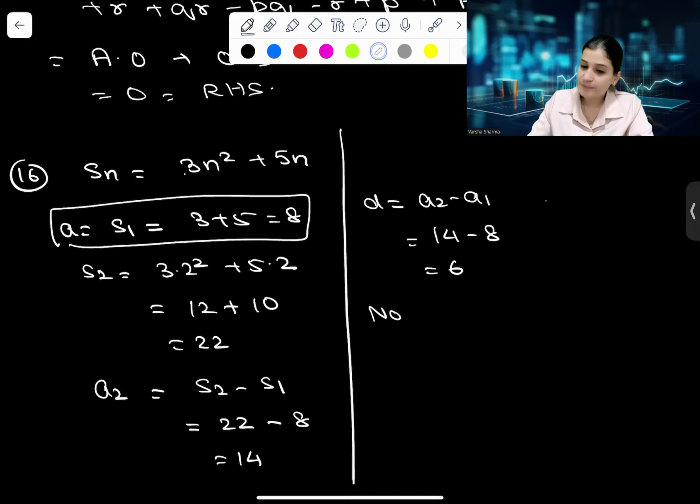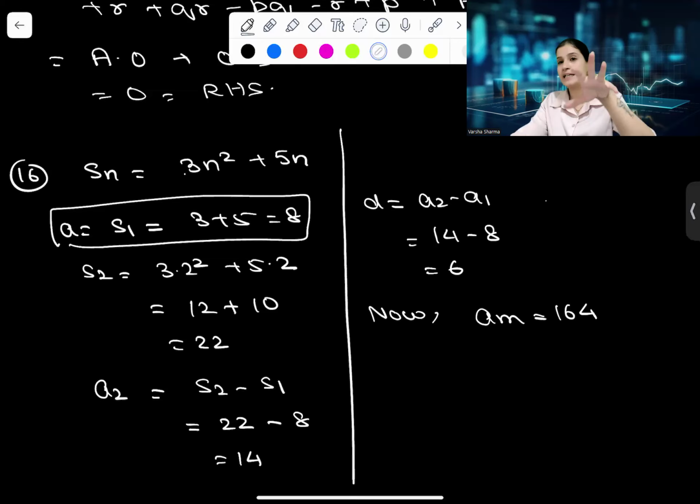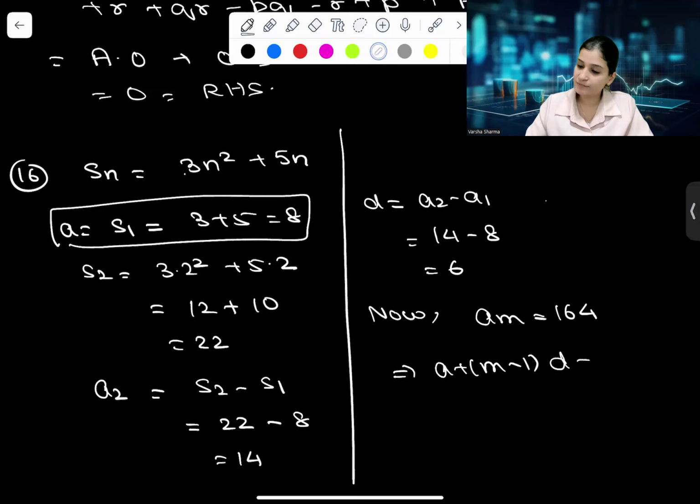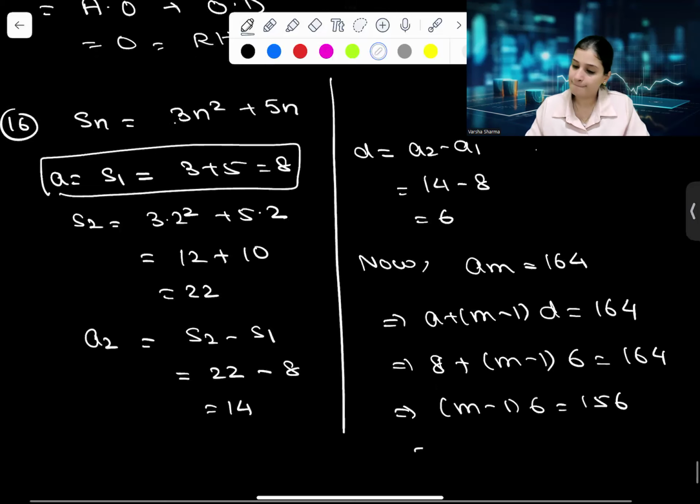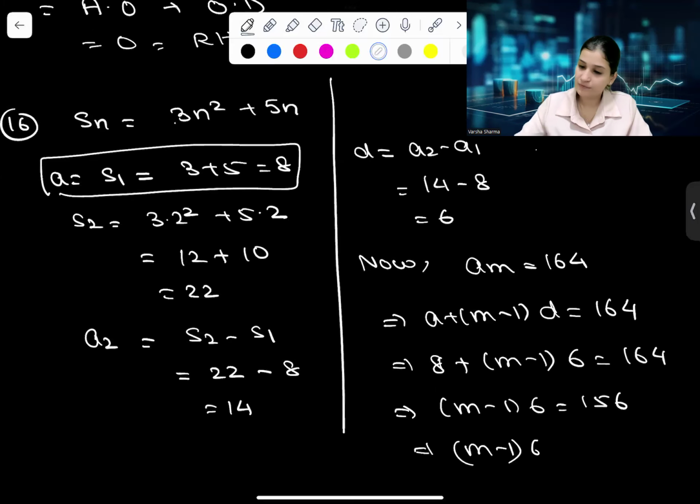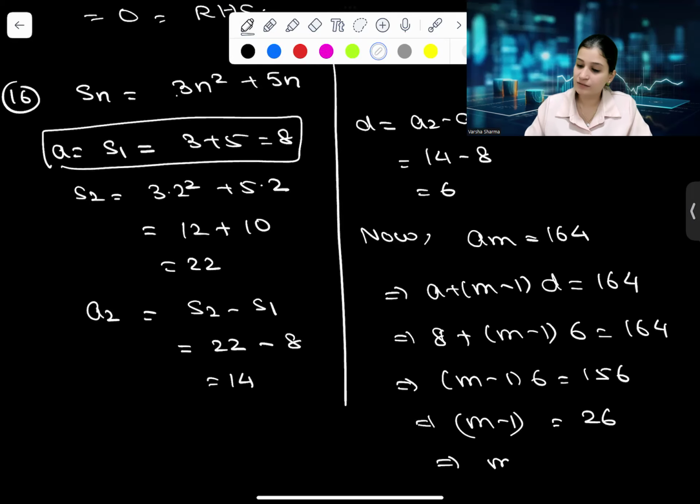Now the question says mth term is 164. Can I not use A and D to find out M here? What would be AM? A plus M minus 1 D. 8 plus M minus 1 into 6 is 164, so M minus 1 is 156 by 6. M is 27. Yes?